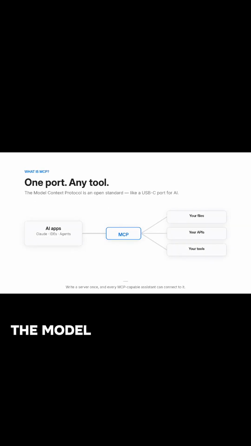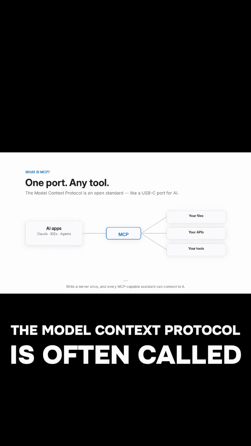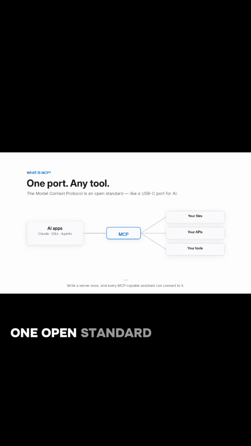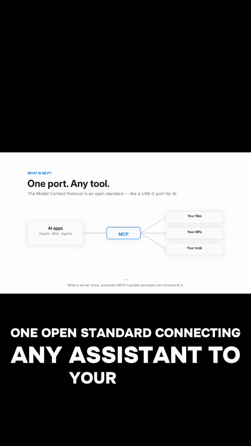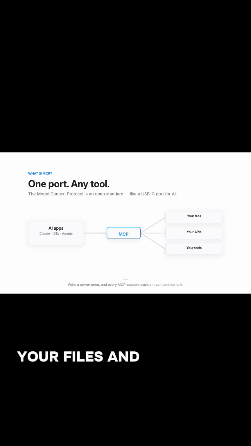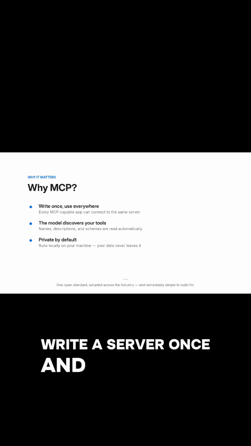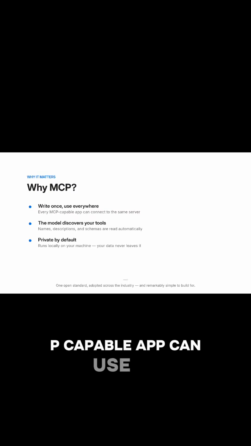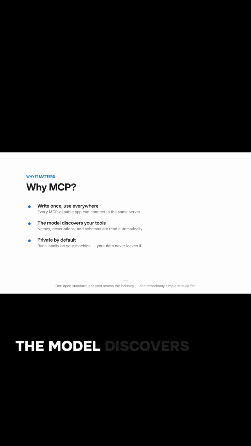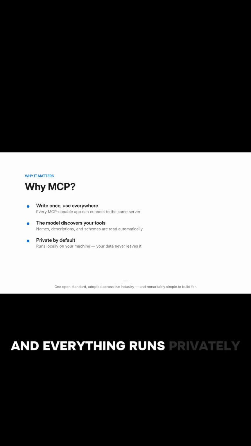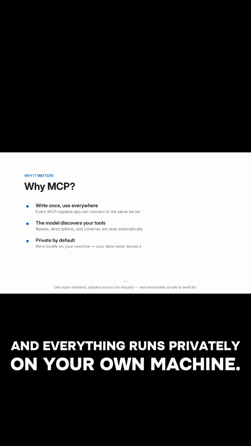MCP, the Model Context Protocol, is often called the USB-C port for AI. One open standard, connecting any assistant to your tools, your files, and your data. Why does it matter? Write a server once, and every MCP-capable app can use it. The model discovers your tools automatically, and everything runs privately on your own machine.